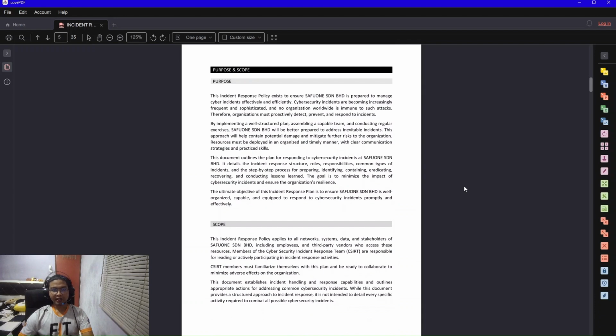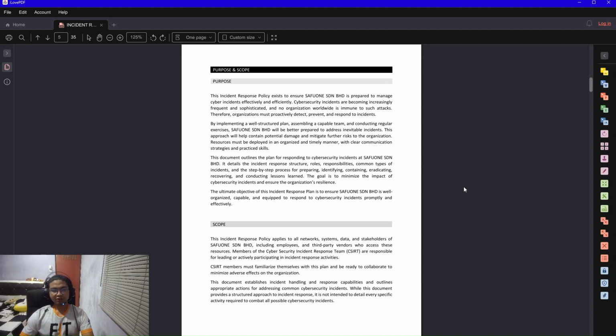The purpose of the IRP is to ensure that our company, Safuone Berhad, is prepared to manage cybersecurity incidents effectively and efficiently, as we know that cybersecurity incidents are becoming more frequent. By implementing a well-structured plan, assembling a capable team, and conducting regular exercises, Safuone Berhad will be better prepared to address inevitable incidents. This approach will help contain potential damage and mitigate further risk.